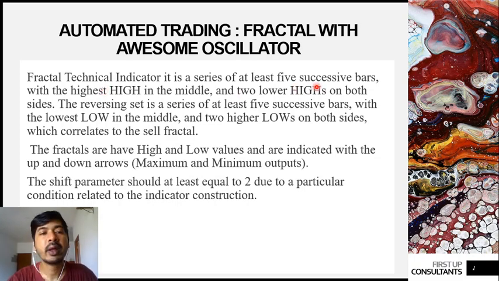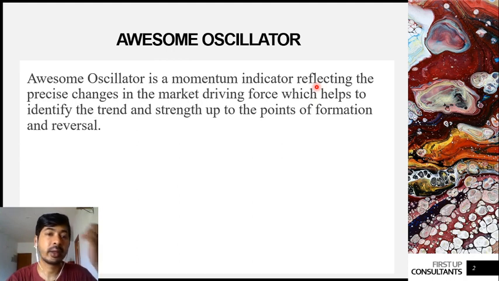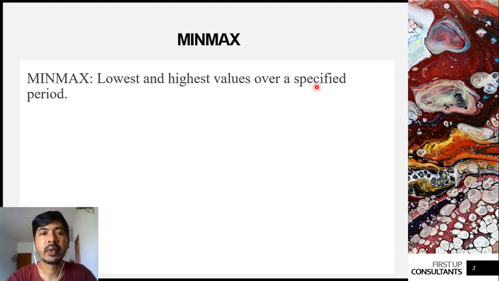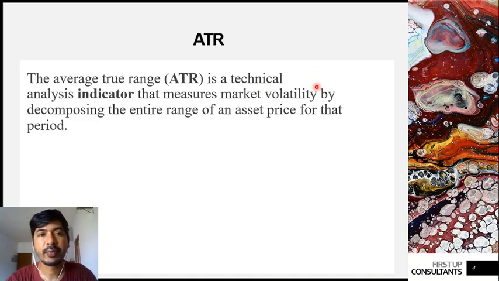So that's it. And this is the awesome oscillator. It also helps us determine the trend and the strength of the underlying instrument, and we use it to help us take trades with the trend. If it is rising, then we look for the buy trade. If it is falling, then we look for the sell trade. The min max gives the lowest and the highest values over a specified period of time. And the ATR is mostly used for optimizing the entry and the exit points.